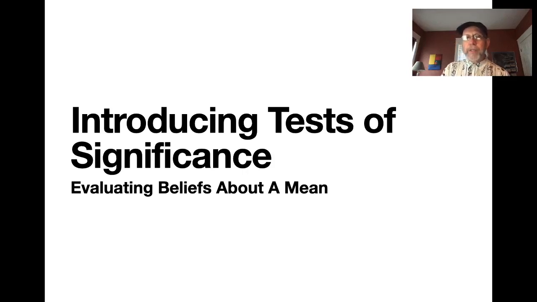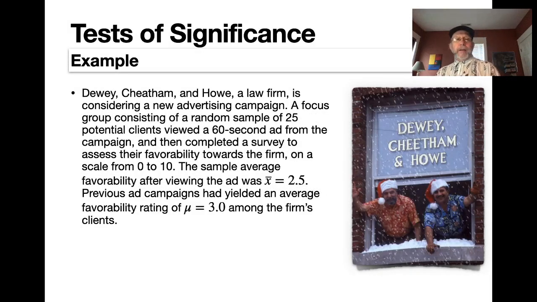As usual, I'm going to start with an example and explain the ideas in terms of that example, and then we'll summarize towards the end of the talk. My example has to do with the law firm of Dewey, Cheatham, and Howe. You can see them pictured there on the right. I think that's Cheatham and Howe we're seeing. I'm not sure what happened to Dewey. But anyway, they're considering a new advertising campaign.